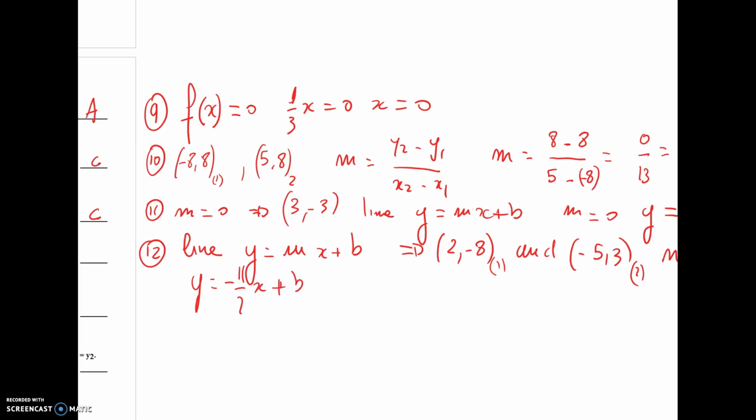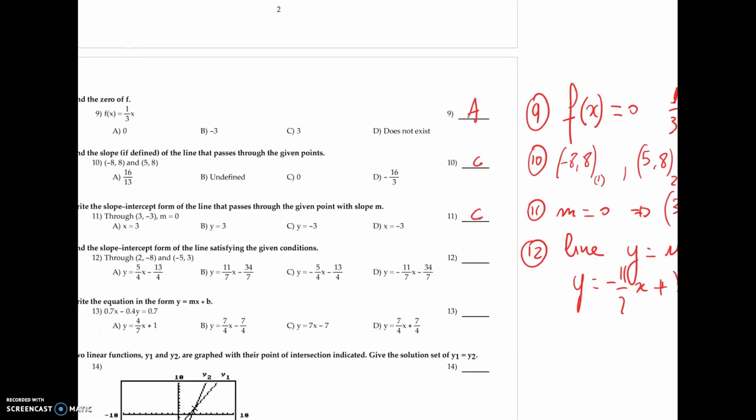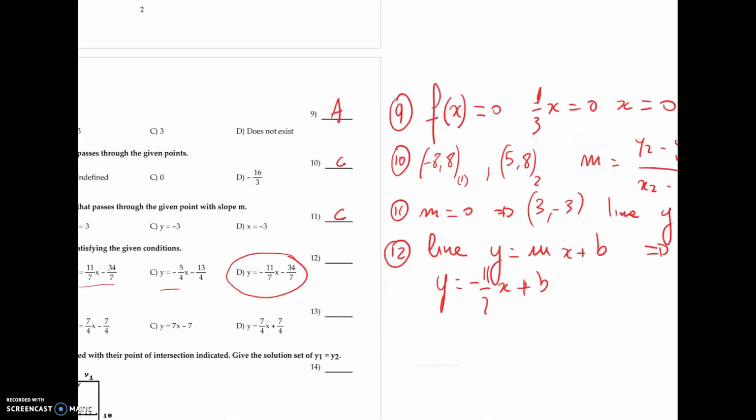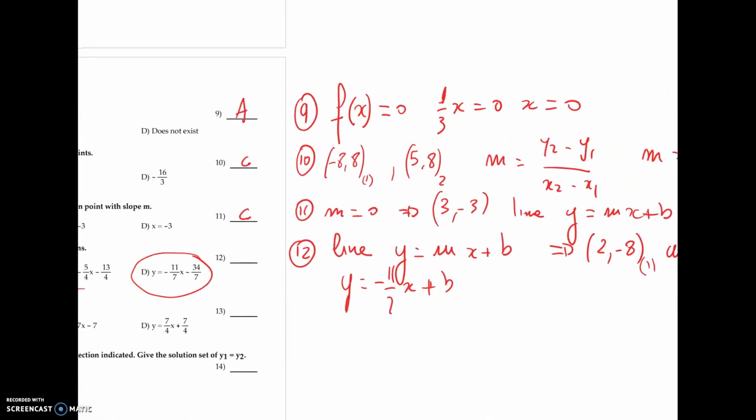First of all, I'm going to look at my multiple choices, and I can see that D could be a solution, not B, not A, and not C. Therefore, I cannot even try to spend my time to work on the value of b, trying to substitute point 1 or point 2 inside this equation. I can directly say that the solution is going to be D.